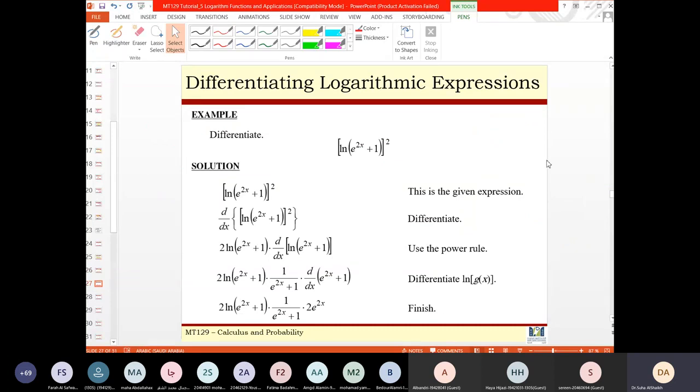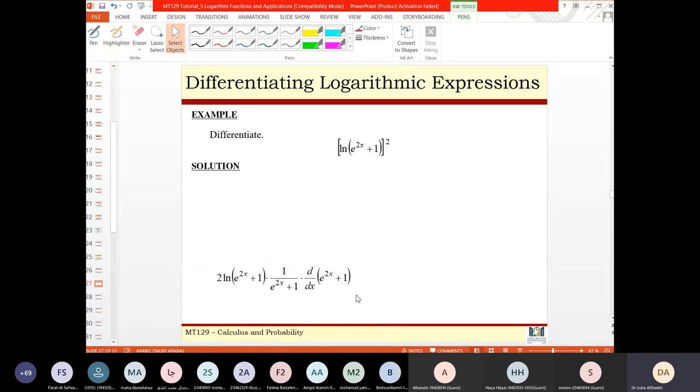So here we have an example. You have ln of exponential power 2x plus 1, all to the power 2. Do you see how many things we have? First, I have a power 2. I have ln, and I have an exponential as well. So we work with the steps one by one. First of all, I have the bracket to a power 2. Let me call this a function y.